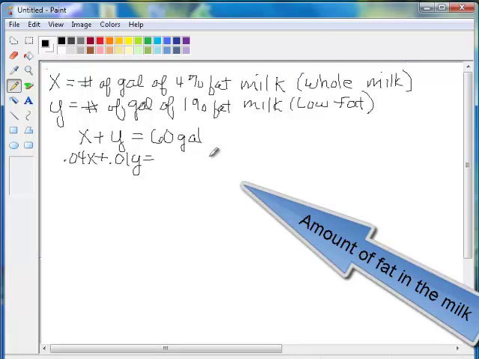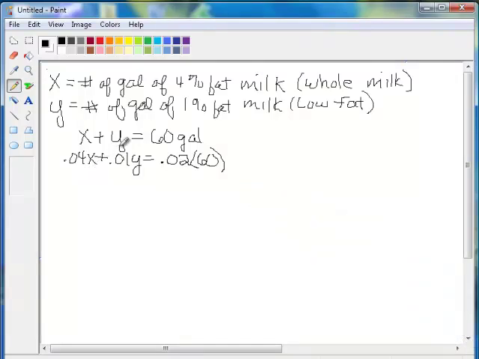Now here's the tricky part with these mixture problems. We want to get 2%. Well, to get the amount of fat in the 2% milk, we have to take the 2% times the 60 gallons that we want to get. And so this equation represents the amount of fat in the milk. Now this time I am going to solve this using a substitution method. So here I'm going to solve for Y, so I'm going to subtract the X from both sides.